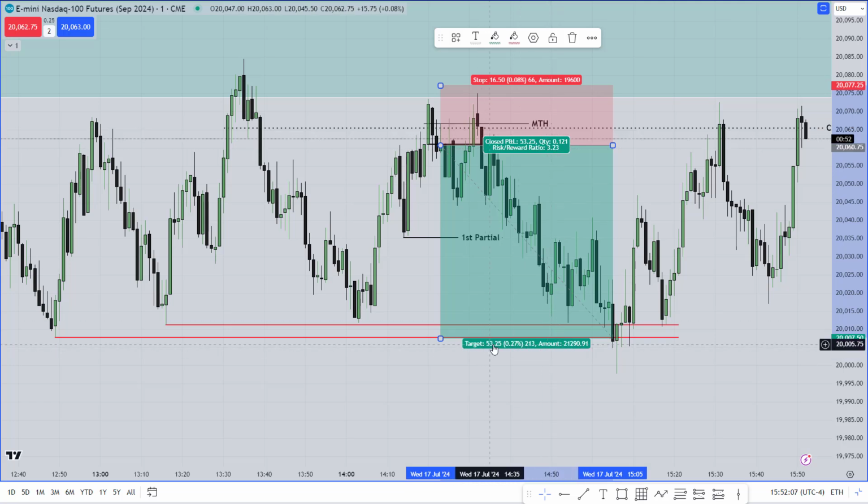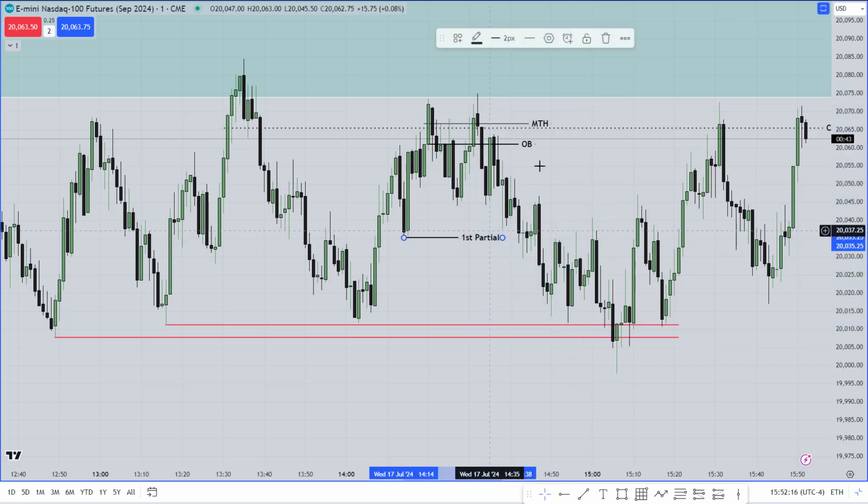The handle was near about 53 handle. The stop loss is 16 handle. Was it a bad trade? I don't think so. What else do you see?